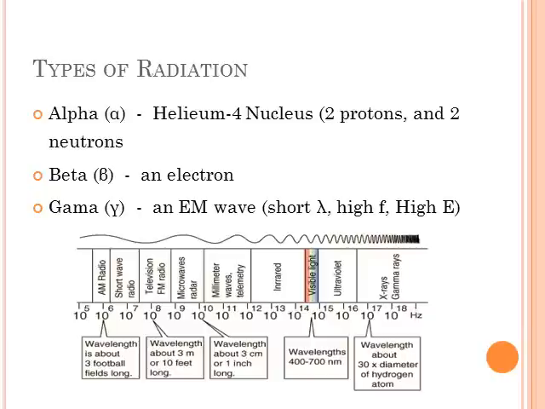Remember, gamma rays are actually part of our electromagnetic spectrum. You'll notice they have a very high frequency, and that means a very short wavelength, but also a very high energy. Because remember, E equals hf. So the bigger the frequency, the bigger the energy. So these are very, very high energy electromagnetic waves.